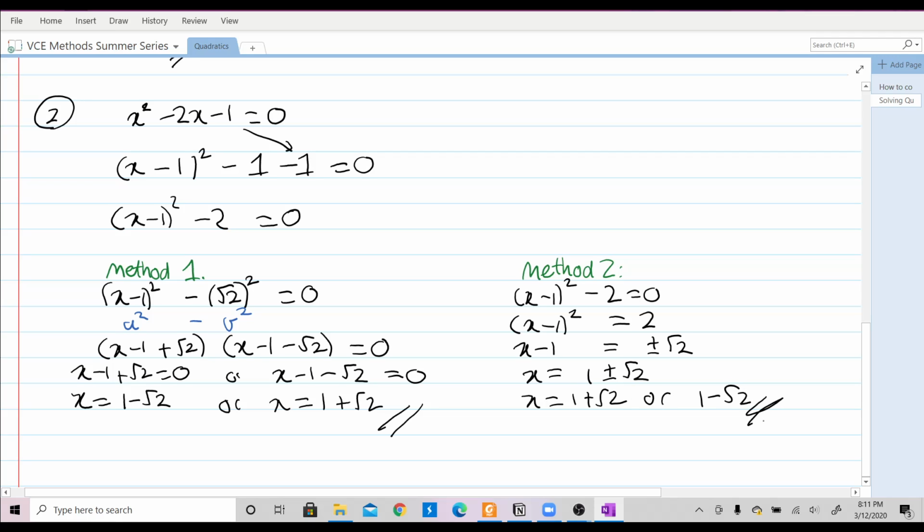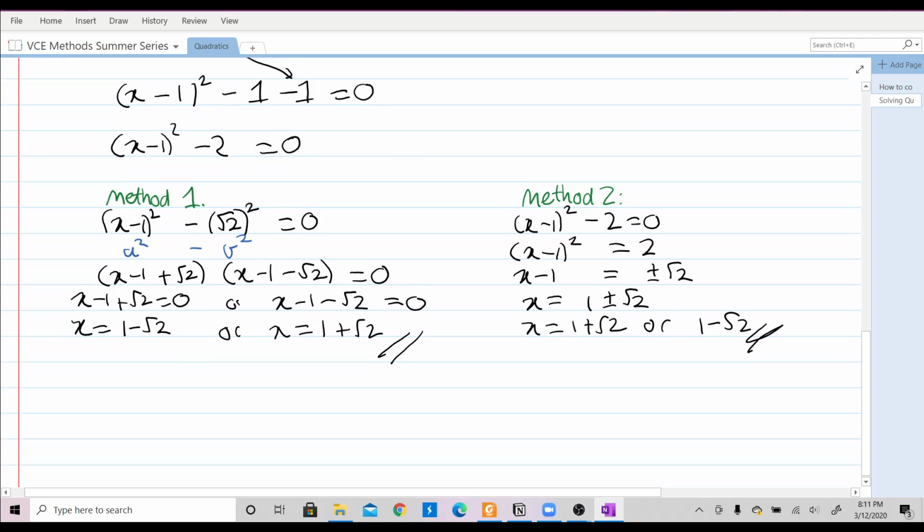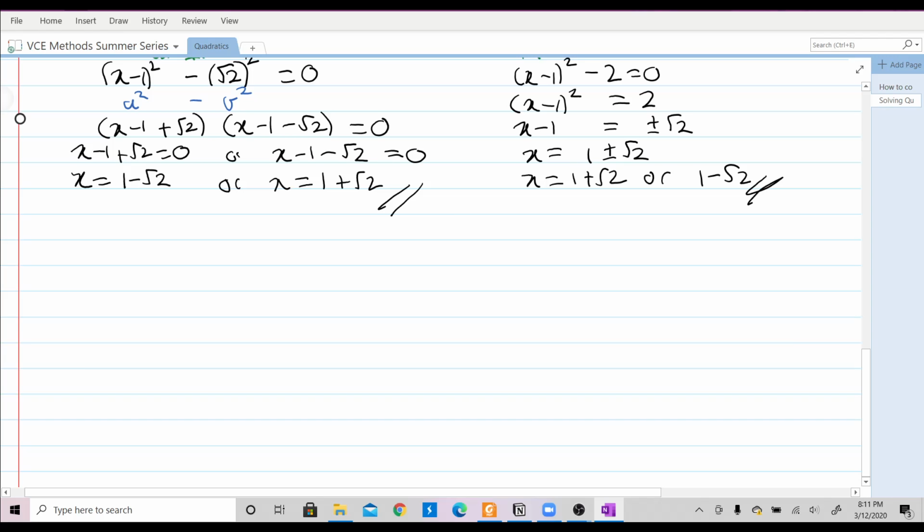You might start to see that method 2 is actually a lot faster than method 1. It can actually be more straightforward too. We're going to do one last example. So this is the example I showed at the start. Let's solve 3x² - 5x - 2 = 0.